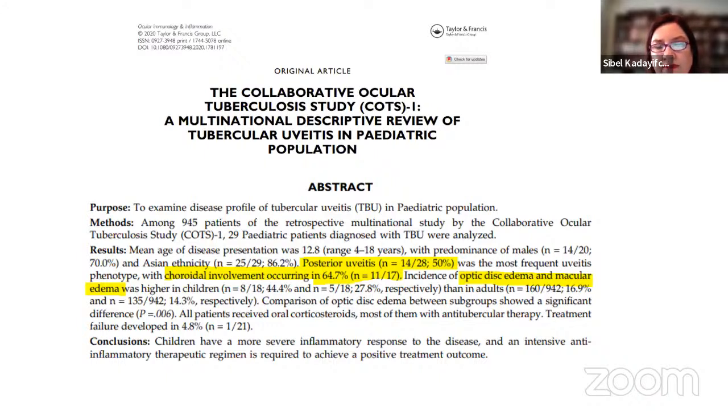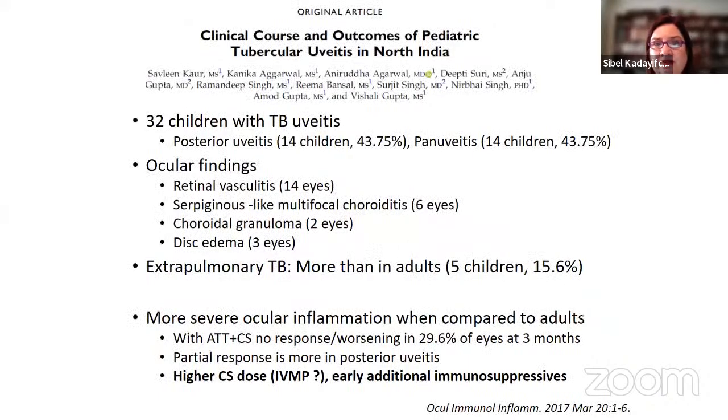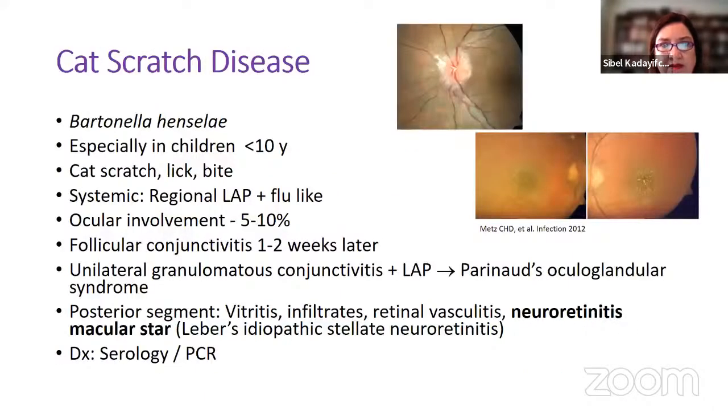Posterior uveitis is the main finding in pediatric cases with choroidal involvement, and optic disc edema and macular edema were higher in children compared to adults. Again, in a study from North India in 32 children with tuberculous uveitis, posterior uveitis was the main finding, and the children have more ocular inflammation compared to adults. Therefore, early additional immunosuppressive therapy may be necessary.